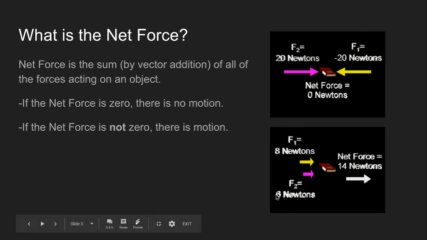If the net force is not 0, there is motion. So here we have two forces, one pushing 8 newtons to the right and another pushing 6 newtons to the right. Those add together because they're going in the same direction. So it's a total force of 14 newtons to the right. And then that book will move.